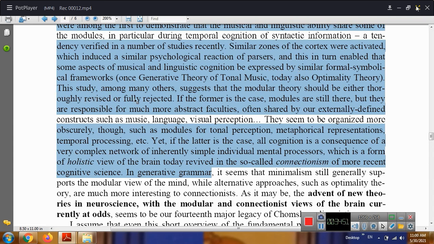This study, among many others, suggests that the modular theory should be either thoroughly revised or fully rejected. If the former is the case, modules are still there, but they are responsible for much more abstract faculties, often shared by our externally defined constructs such as music, language, visual perception. They seem to be organized more obscurely, with such modules for tonal perception, metaphorical representations, temporal processing, etc.